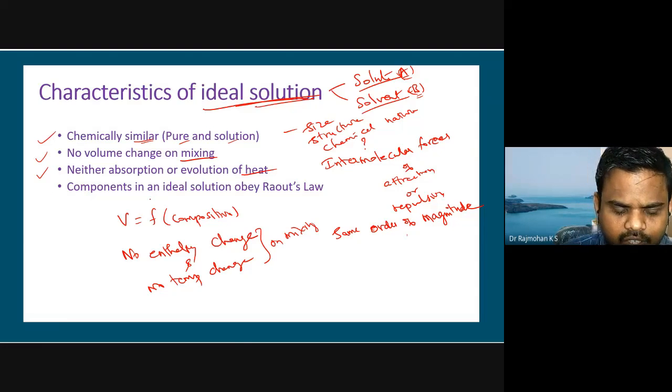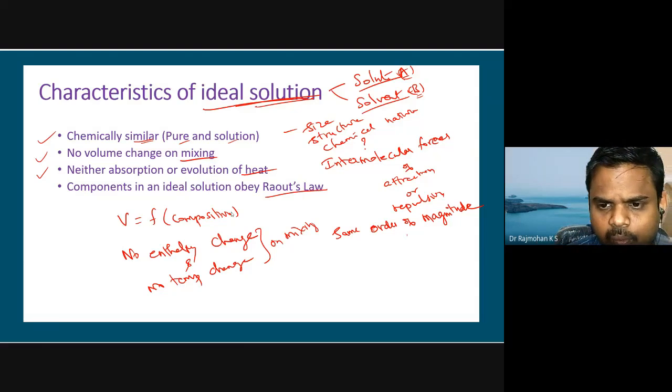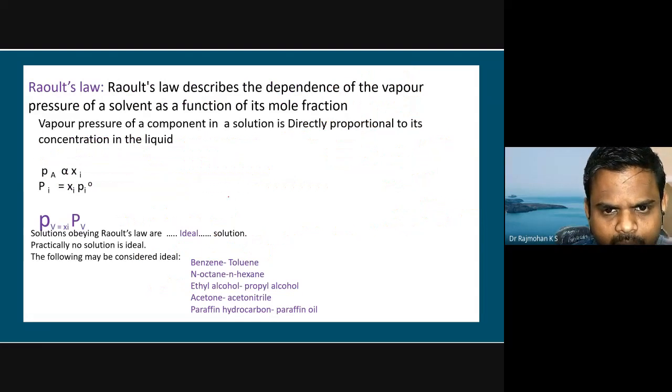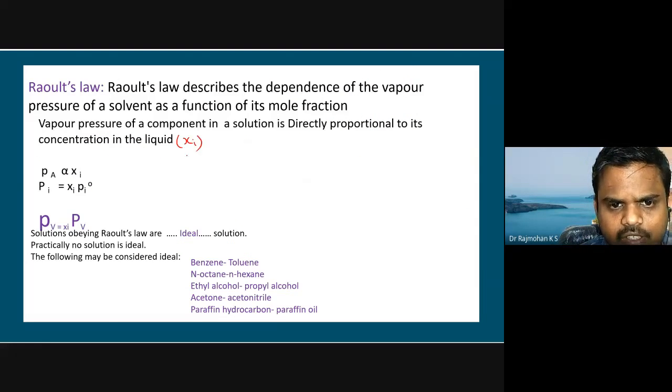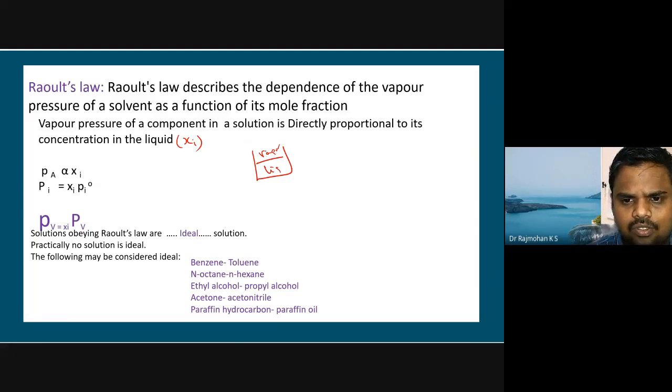Another important characteristic of an ideal solution is that they will obey Raoult's law, that each component present in an ideal solution will be obeying Raoult's law. Raoult's law says that the vapor pressure of a component is directly proportional to its concentration in the liquid, in terms of mole fraction. Actually, Raoult's law expresses the dependency of the vapor pressure of a solvent as a function of its mole fraction. For example, if the partial pressure is Pa, we have a single substance in liquid and vapor. So the vapor pressure Pa in the gas will be proportional to the concentration of that constituent A in the liquid. So Pa is proportional to Xi.